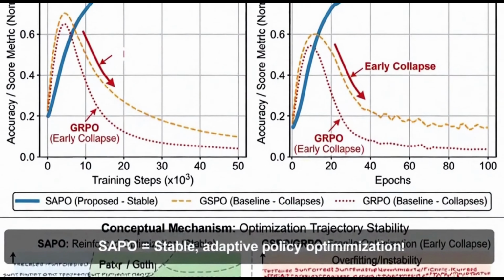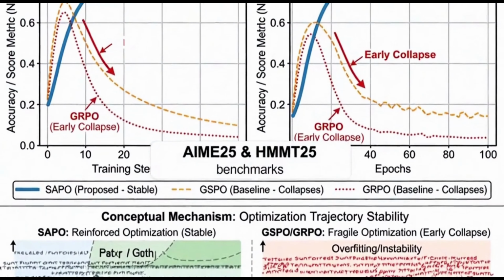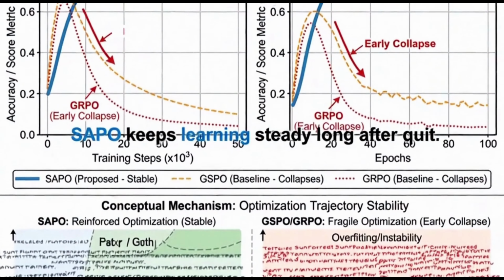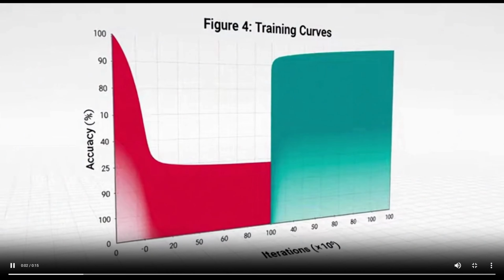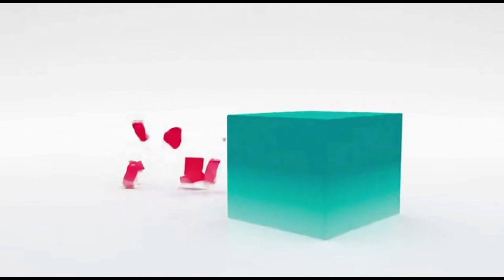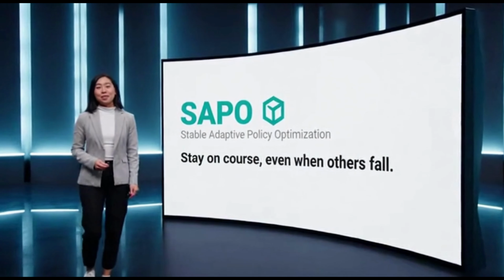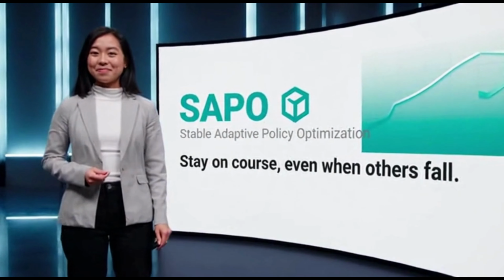SAPO, our stable, adaptive policy optimization, reinforces its path, applies regularization to prevent forgetting, and holds high performance. GSPO and GRPO peak early, overfit, and collapse. Old reinforcement learning optimizers often do great, right up until they fall off a cliff. Here, every prior method collapses around 40,000 iterations. Our SAPO optimizer stays calm, reaching 95% accuracy and holding steady.